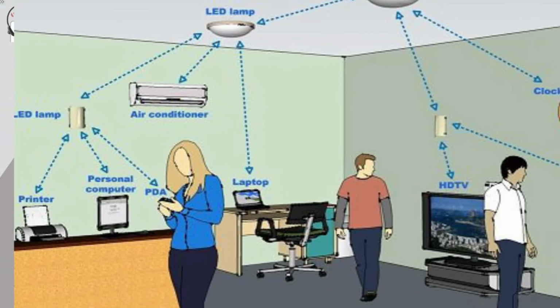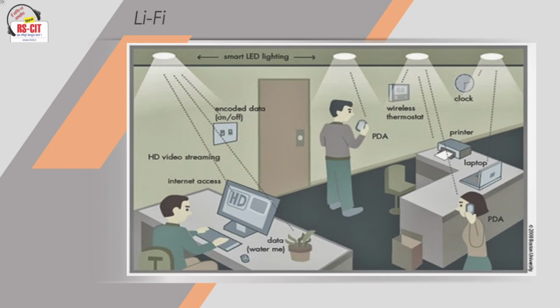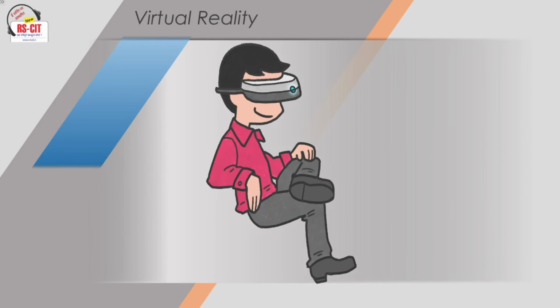Li-Fi. Li-Fi is the use of the visible light portion of the electromagnetic spectrum to transmit information at very high speeds. This is in contrast to established forms of wireless communication, such as Wi-Fi, which use traditional radio frequency, that is RF signals, to transmit data. It is so far measured to be about 100 times faster than some Wi-Fi implementations, reaching speeds of 224 gigabits per second. VR, Virtual Reality.